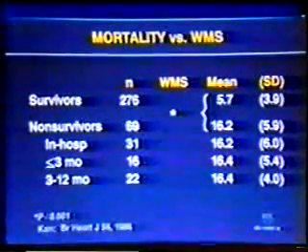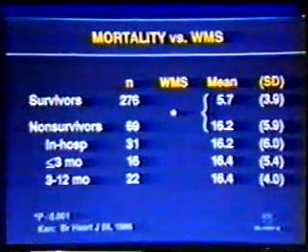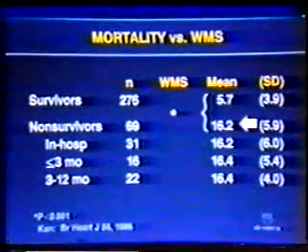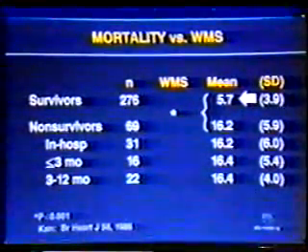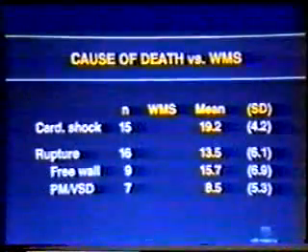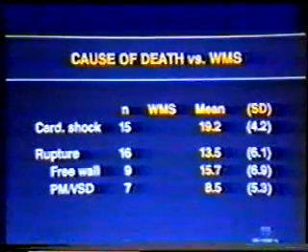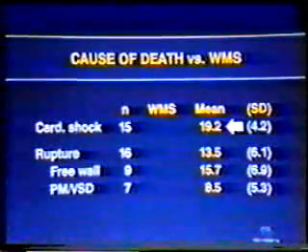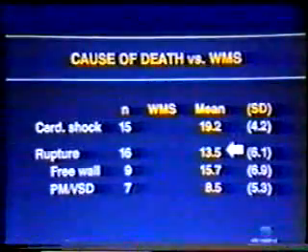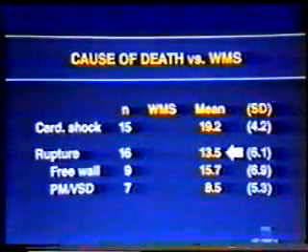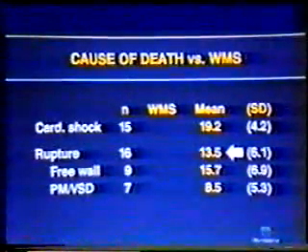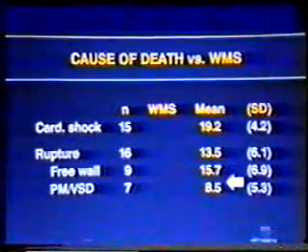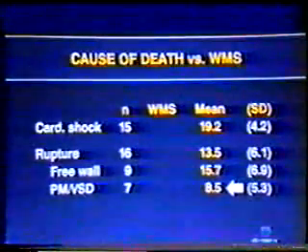For patients dying during the first year after infarct, including in-hospital deaths, the mean wall motion score was 16.2. The mean wall motion score for survivors was 5.7. For the patients dying in hospital, there was a significantly higher mean wall motion score, 19.2, for those patients with severe pump failure compared to the mean score of 13.5 for those patients who expired with cardiac rupture. And note that the mean score for patients with free wall rupture was significantly higher than the mean score for patients who died with ruptured papillary muscles or septa.